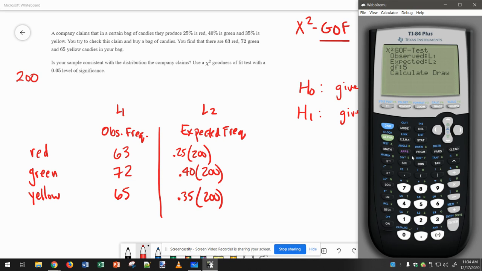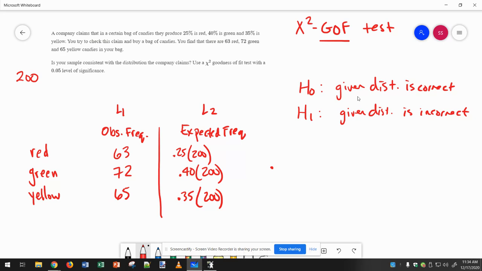Degrees of freedom: in order to do this, we just take the number of our candies and subtract 1. So that's going to be 2 degrees of freedom. The goodness of fit test is always just going to be 2 lists. It's not a matrix. The matrix is only used for the independence test. So now we calculate, and there are our values. So the chi-squared value, the p-value is what we really want, 0.103 to 3 sig figs, and we want to compare that to the significance level.